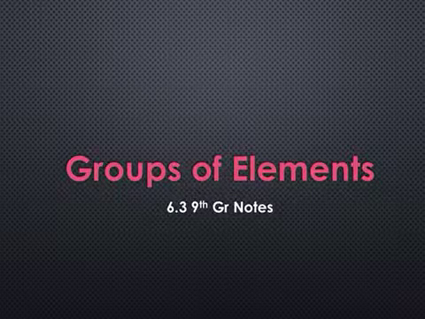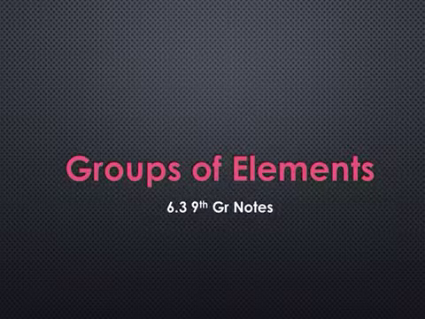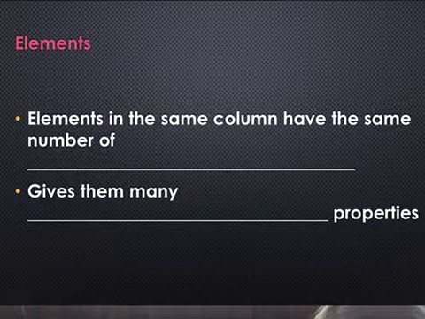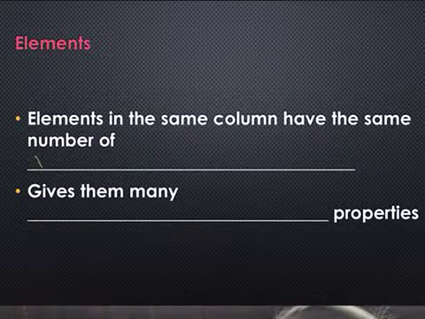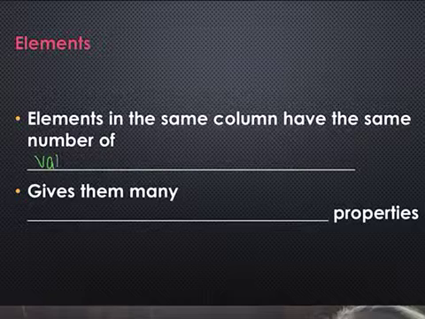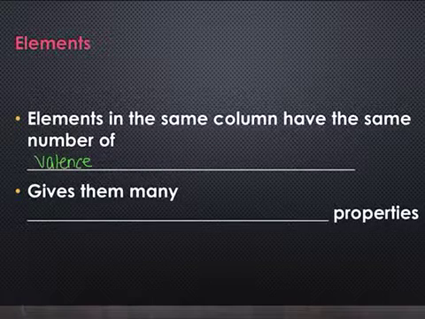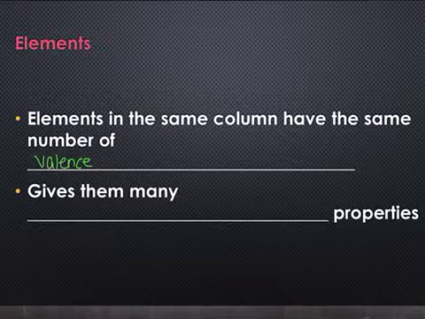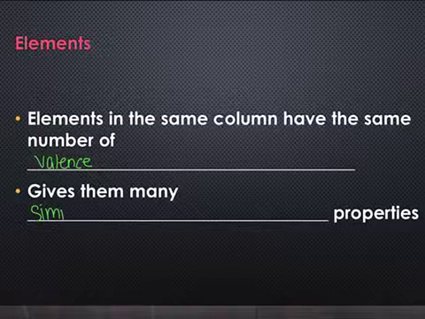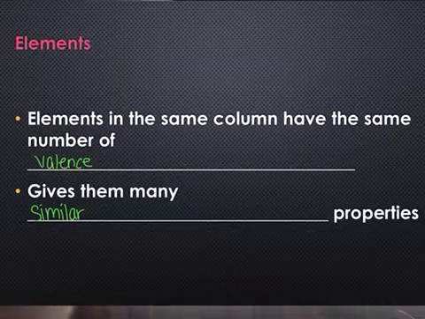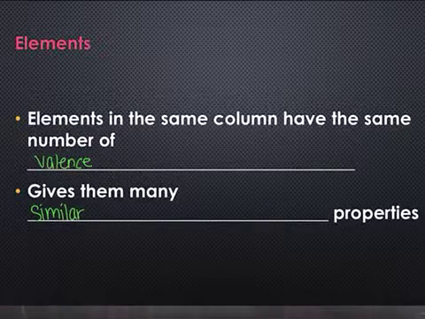This video is going to look a little bit more in depth into each of the 18 groups of elements on the periodic table. Elements in the same column have the same number of valence electrons. It gives them many similar properties. So let's start in with them.